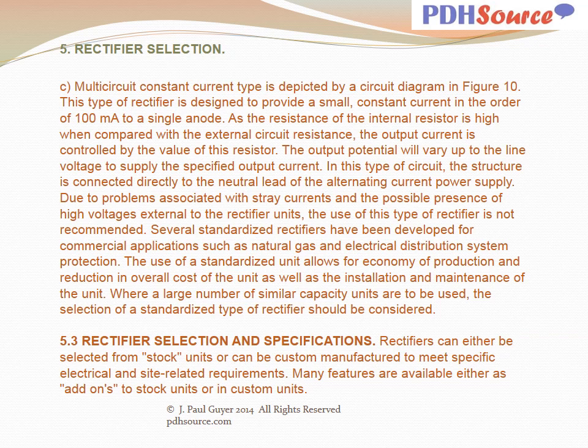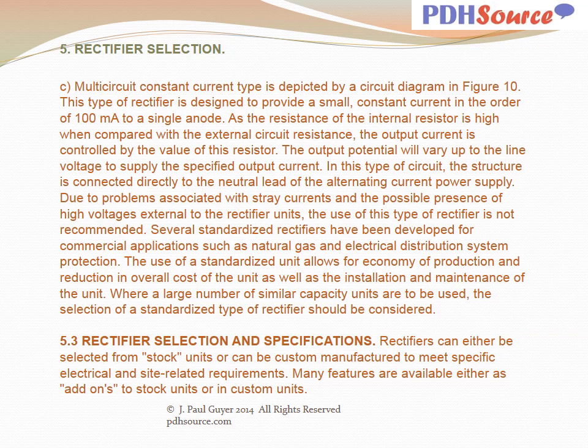Multi-circuit constant current type is depicted by a circuit diagram in Figure 10. This type of rectifier is designed to provide a small constant current in the order of 100 milliamperes to a single anode. As the resistance of the internal resistor is high when compared with the external circuit resistance, the output current is controlled by the value of this resistor. The output potential will vary up to the line voltage to supply the specified output current.